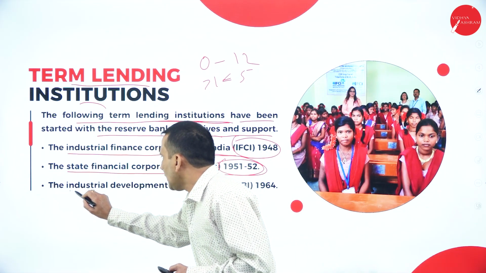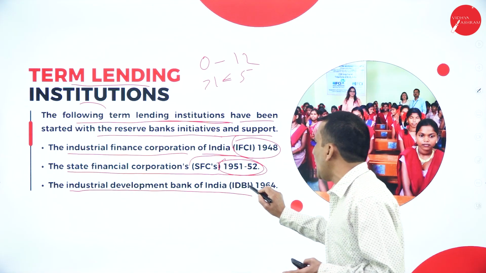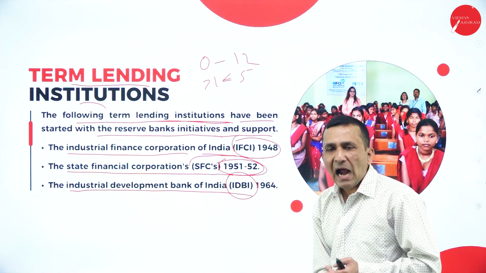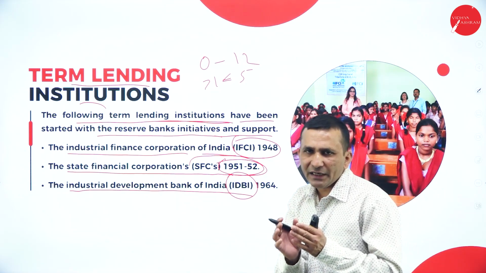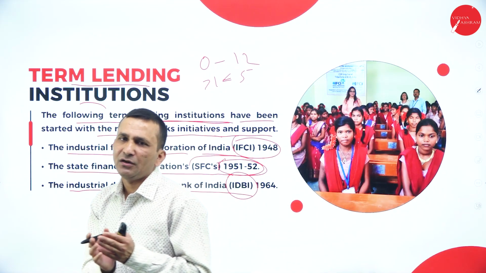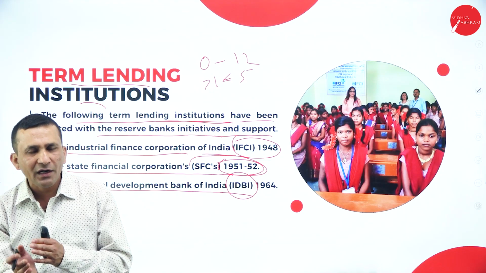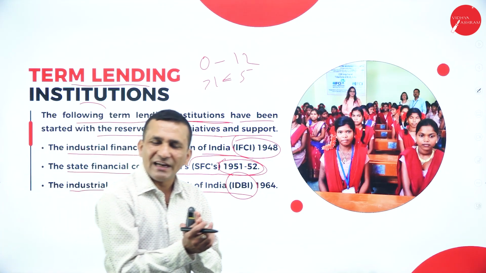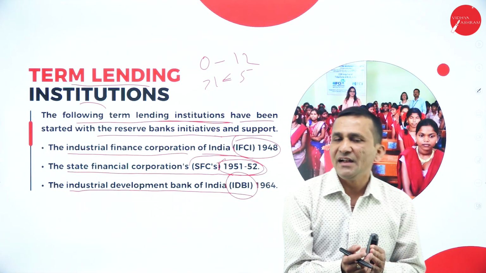The last one, the Industrial Development Bank of India, which we shortly call IDBI, whose main target and motto is increasing the production related to industrial products. So whenever the number of industries is increasing, of course we are in the developing stage.